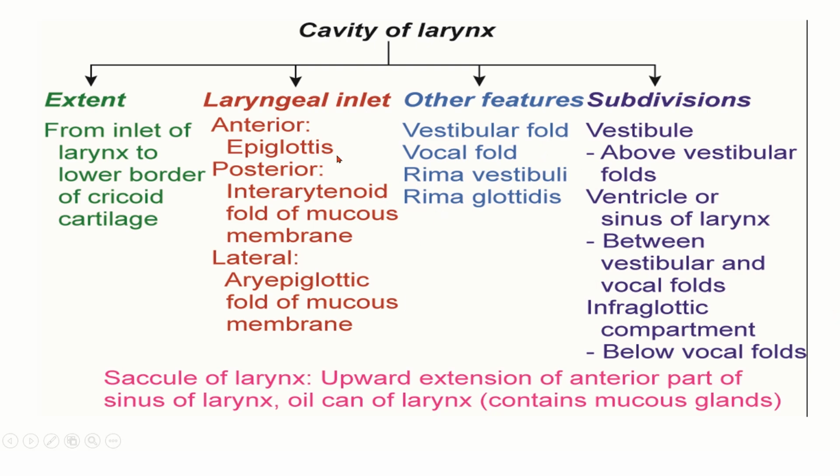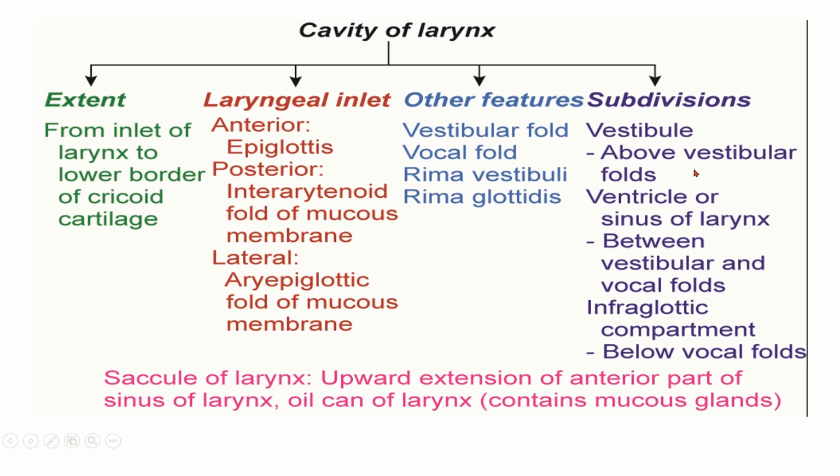So here you can see the laryngeal inlet anteriorly bounded by the epiglottis, posteriorly by interarytenoid fold of mucous membrane, laterally by the aryepiglottic fold of mucous membrane. So it extends from inlet of larynx to the lower border of the cricoid cartilage. So whatever we see from inlet of larynx to the lower border of cricoid cartilage, if you see in the lateral wall, the subdivisions are like this.